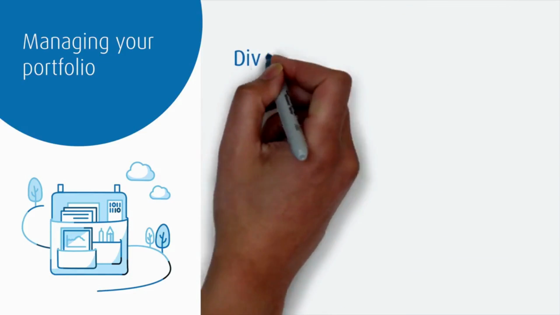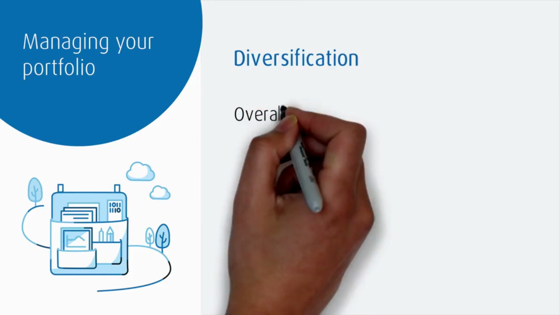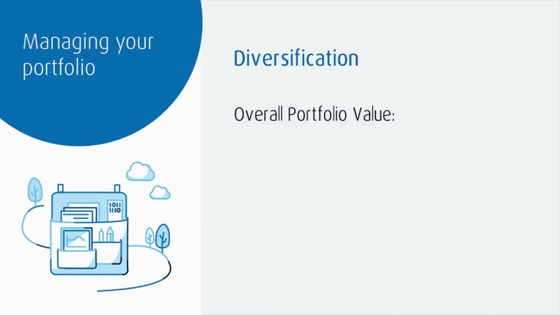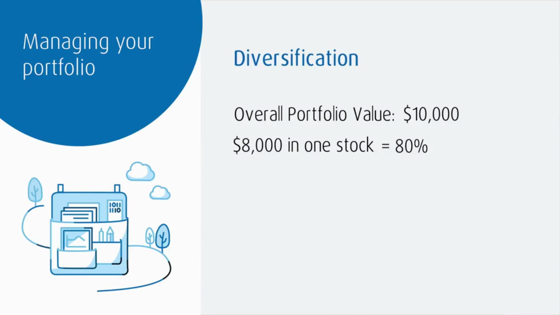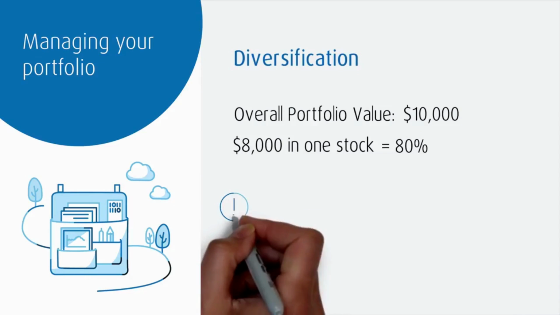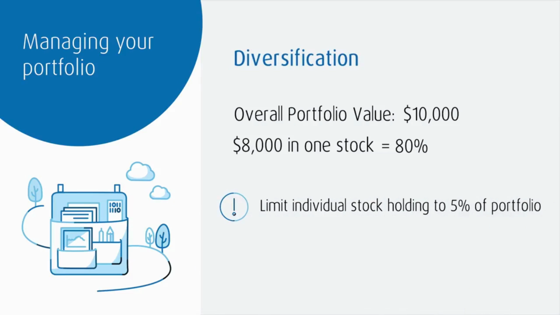A portfolio should ideally be well diversified. That means you don't have a large percentage of your portfolio concentrated into any one individual security. For example, if your overall portfolio is worth $10,000 and $8,000 is invested in the stock of just one company, that's very poorly diversified, with 80% of your portfolio invested into just one stock.